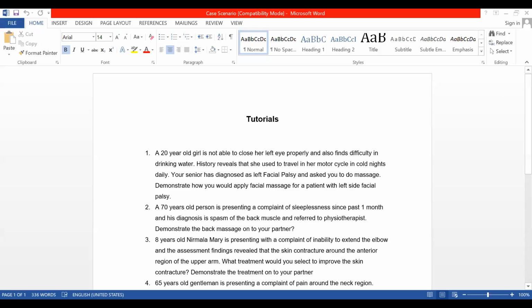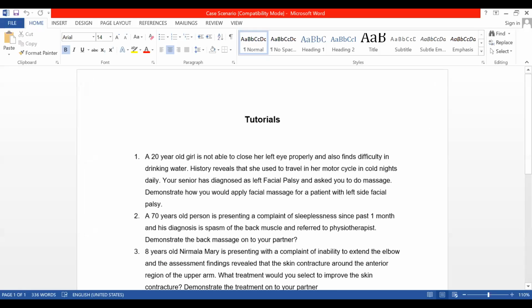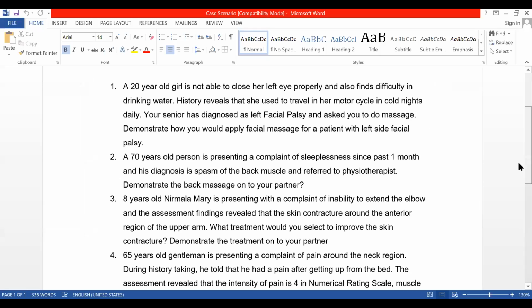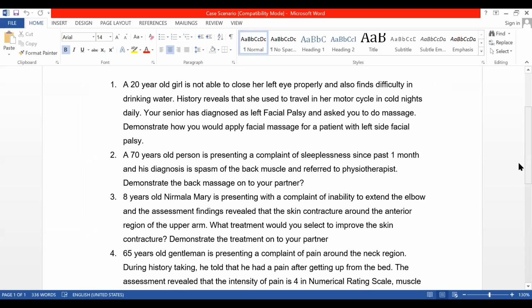So this is how you will be getting the question. The first question is: a 20-year-old girl is not able to close her left eye properly and also finds it difficult to drink water. History reveals that she used to travel on her motorcycle on cold nights daily. Your senior has diagnosed left facial palsy and asked you to do massage. Demonstrate how you will apply facial massage for a person with left side facial palsy.